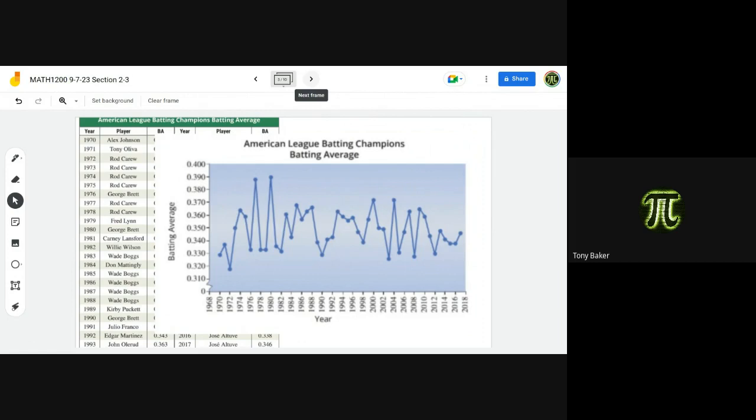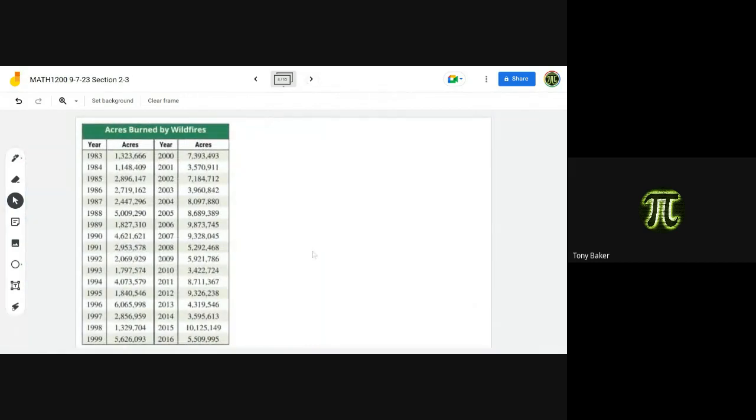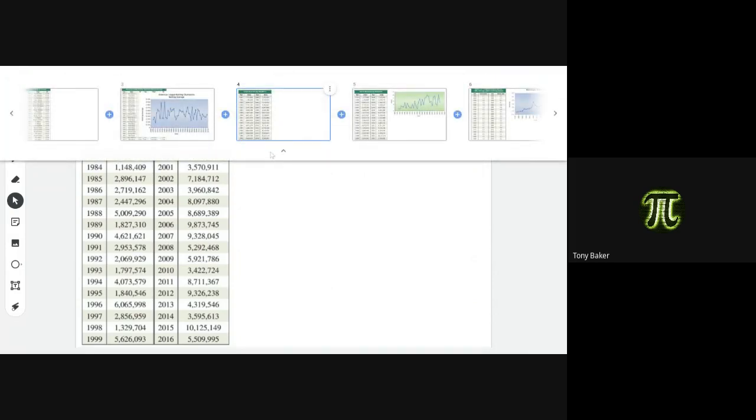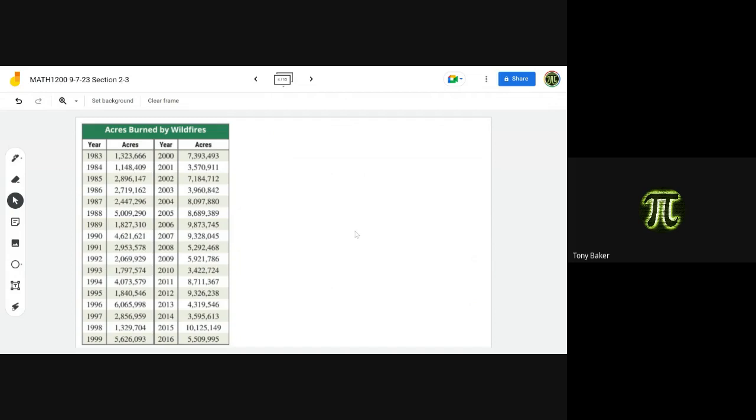All right. So this wasn't my example. This was the book's example. But it was a decent one to show you the centralized line. All right, let's look at this one. These are acres burned by wildfires in the U.S. from 1983 to 2016.